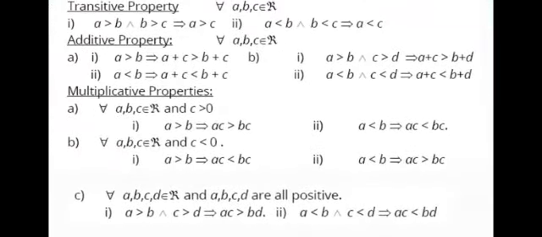Multiplicative property: there are 2 conditions: if C is greater than 0 or C is less than 0. Greater than 0 means positive number, and less than 0 means negative number. If we multiply by C greater than 0, agar C jo hai wo positive number hai, C se aap multiply karenge to inequality pe effect nahi padega.